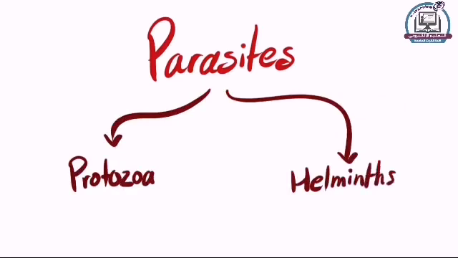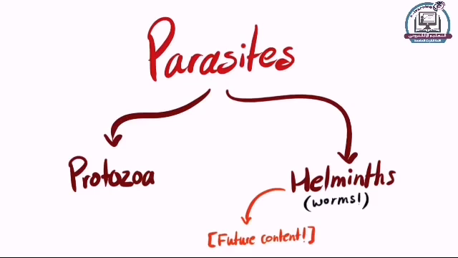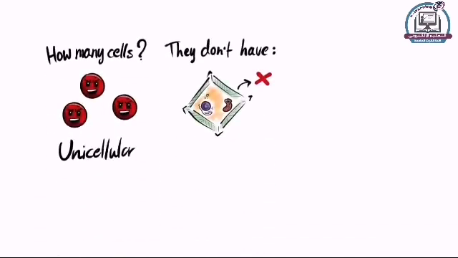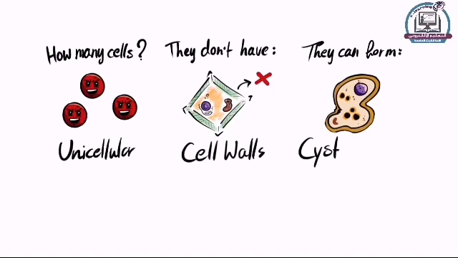The parasites can be divided into two major groups, the protozoa and the helminths. In this video, we'll just talk about the protozoa, and hopefully in the future we'll make a video on helminths. Just to mention, the helminths are simply worms. So first of all, we're going to discuss the structure of the protozoa. The protozoa are single-celled eukaryotes, and they don't have cell walls. They can also form double membranes or cysts to become more resistant.